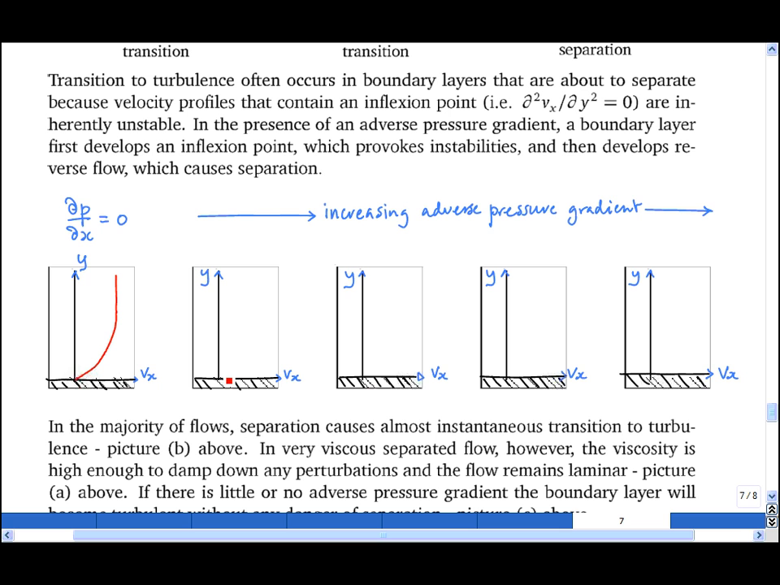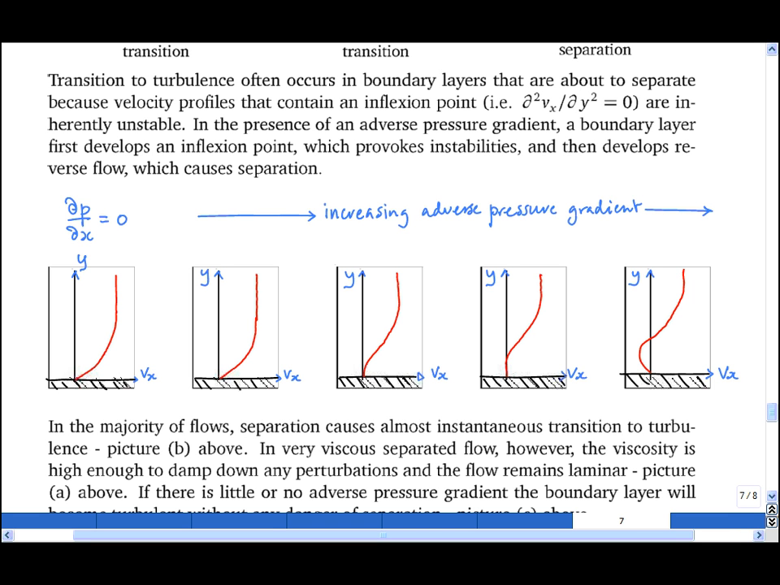So for a very weak adverse pressure gradient, the velocity profile looks like this. For a slightly stronger adverse pressure gradient, the velocity profile looks like this. For an even stronger adverse pressure gradient, the velocity profile has 0 gradient at the wall and then moves towards the free stream. And for a strong adverse pressure gradient, the flow reverses near the wall. There are 2 main points here.